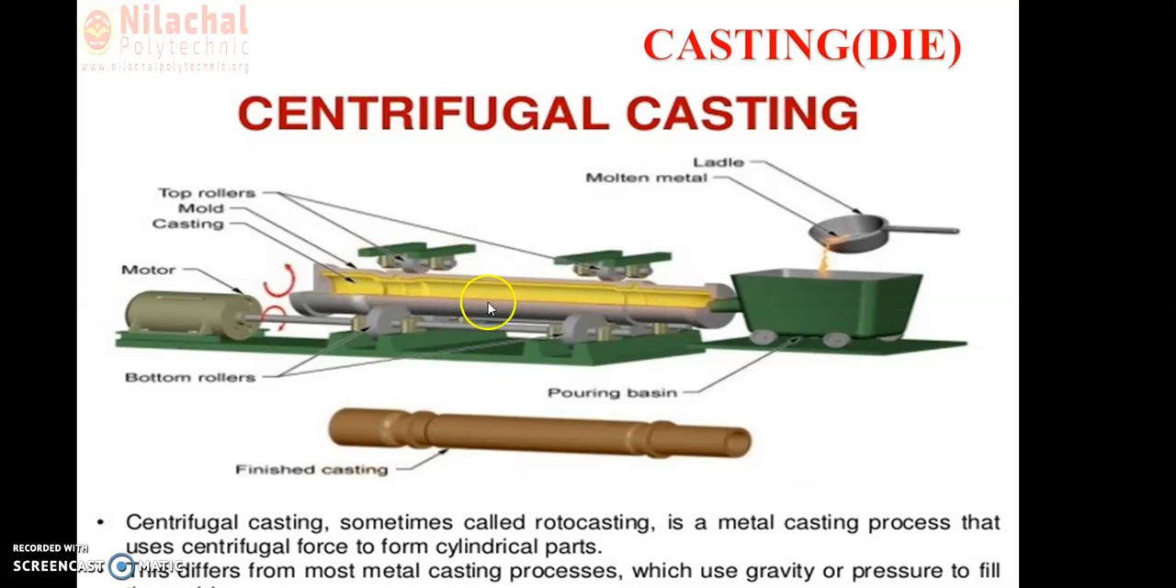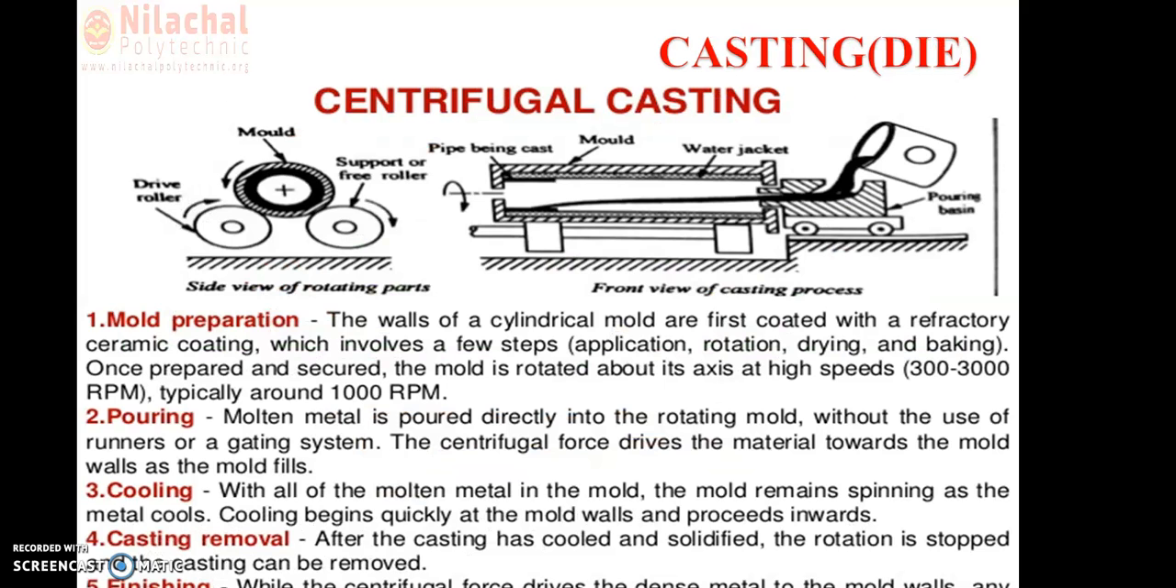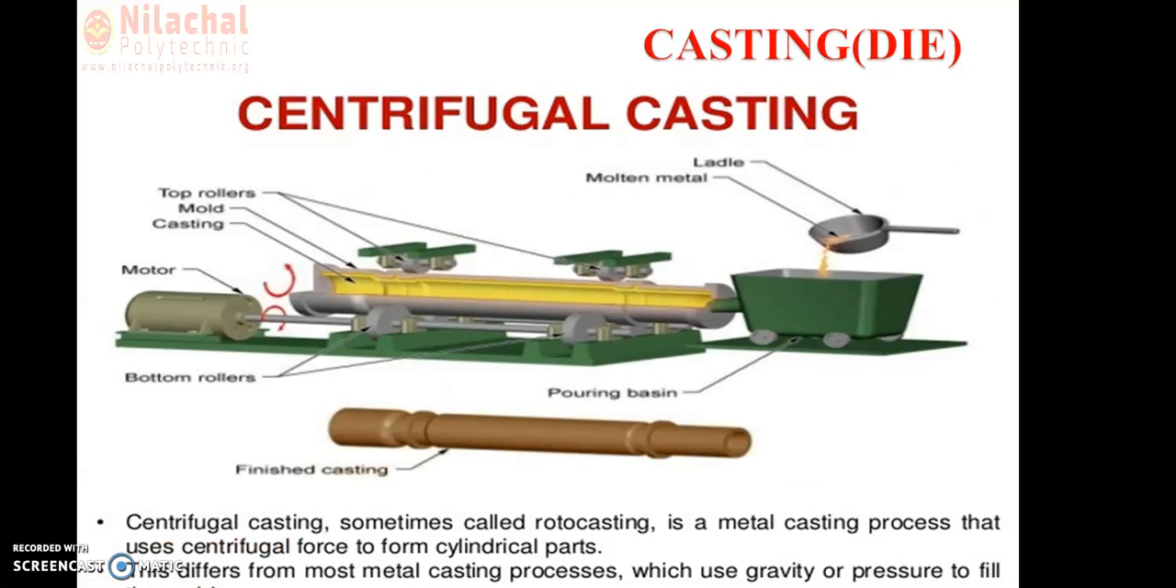So the heavy particles remain stuck throughout this periphery. Therefore, we get a uniform strength throughout the cross section. So this employs molds of rotational symmetry made of steel. Here you can also see the mold having rotational symmetry, made of steel.